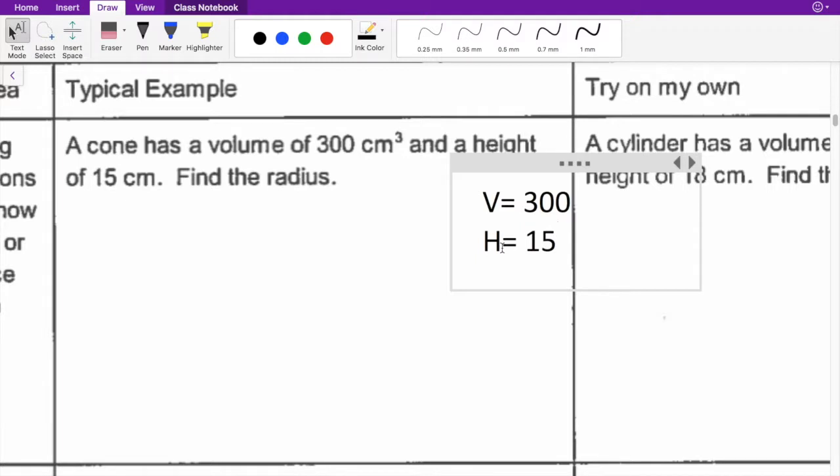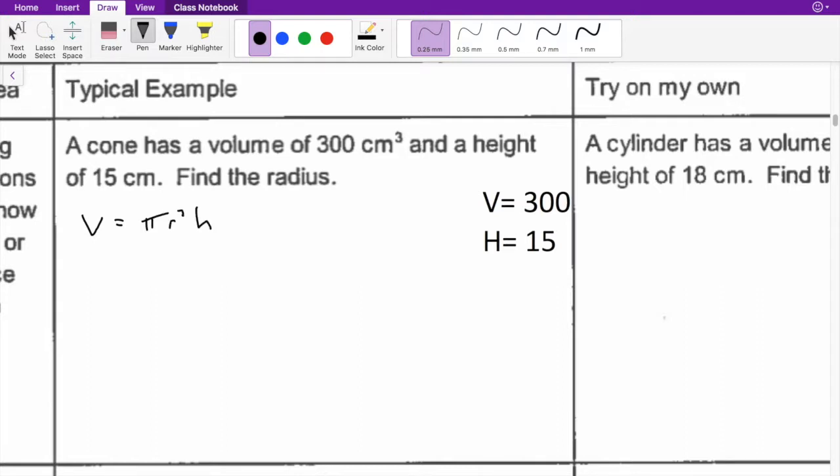If we take a look at my formula for a cone, volume equals pi r squared times height divided by 3. Okay? Divided by 3. So the only thing I'm missing here is radius, and that's what I need to find out.